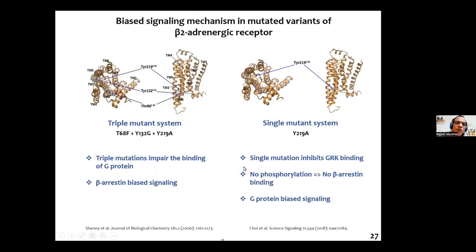And then we have studied another case study, again with the same receptor, beta-2AR, where it is experimentally found that if these three residues are mutated, then this triple mutant doesn't allow the G protein to bind. That means this triple mutant is biased towards beta arrestin signaling.